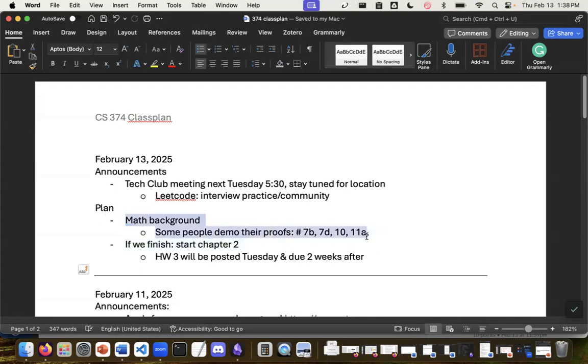My plan for today is we're most likely going to finish the math background section. For those of you in 485, I've changed this a little bit, so we'll do slightly different examples. That way it's not dreadfully boring. And we'll go through some of the proofs in the packet in class. We'll do different ones than we did this morning. If we finish that, we will start chapter 2. If that's the case, I'm planning to post homework 3 on Tuesday. So that will be available.